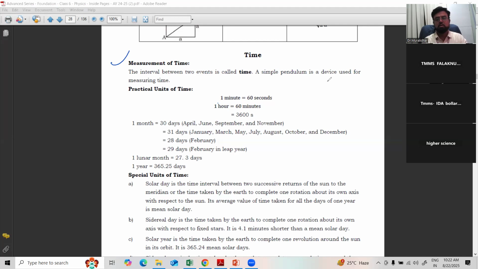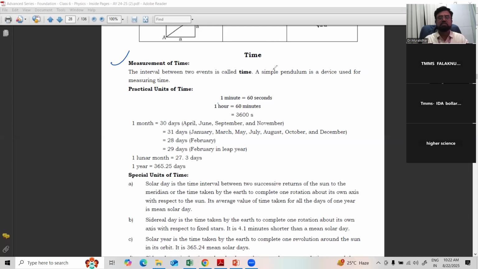This is common. For example, your school starts at 9 o'clock and ends at 4 o'clock. So 9 to 4 is the duration of school. The duration is called time. Two events: the interval between two events is called time.